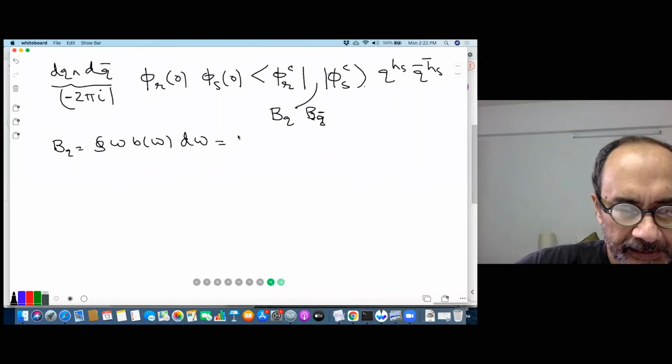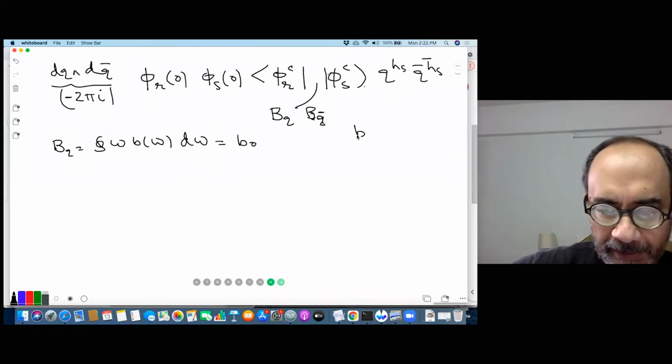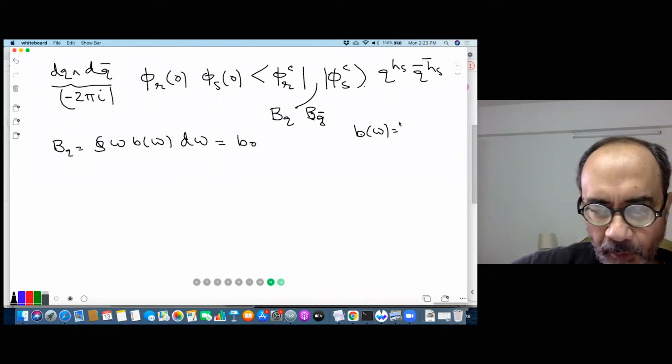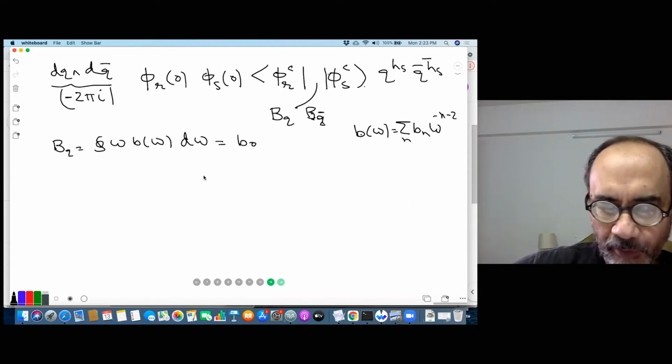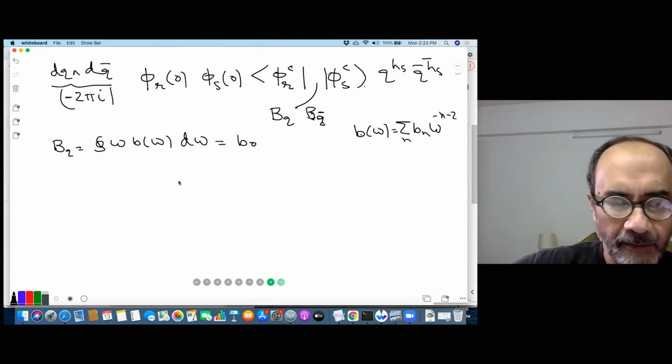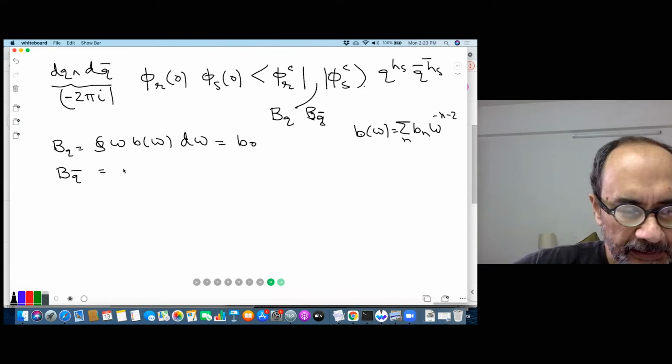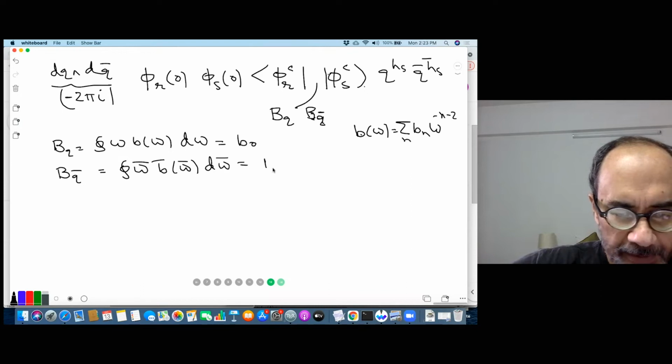This is nothing but b0, because if you remember the expansion of bw was sum over n of bn w to the minus n minus 2. If you substitute this here, you will see that you pick up basically the b0 pole when you integrate around mod w equal to mod q to the half. And similarly, bq bar is the integral w bar b bar w bar dw bar, which is b0 bar.